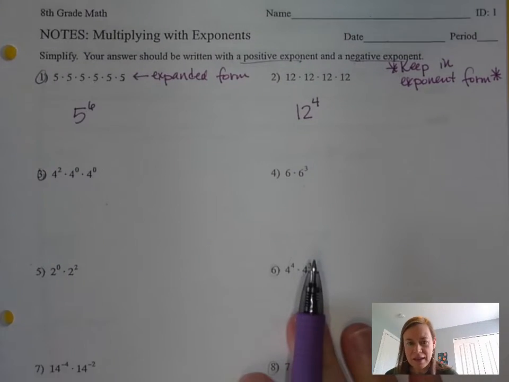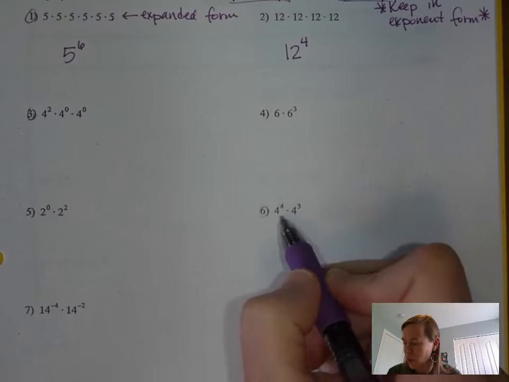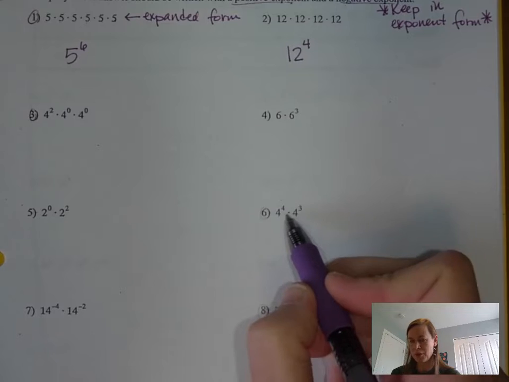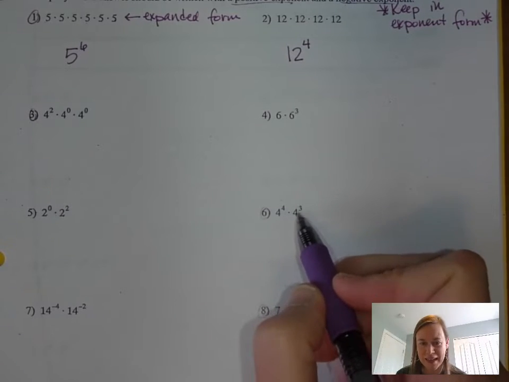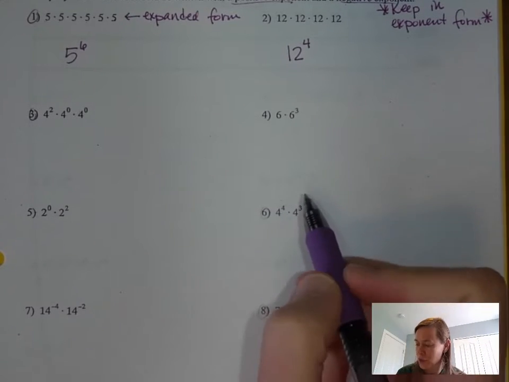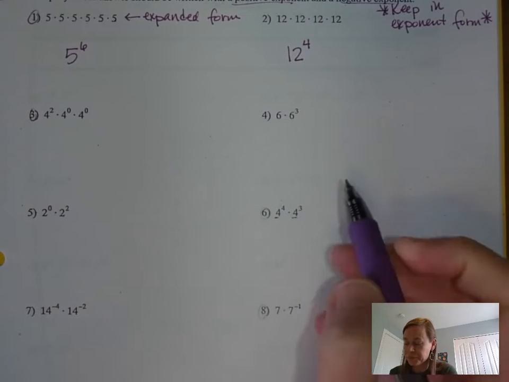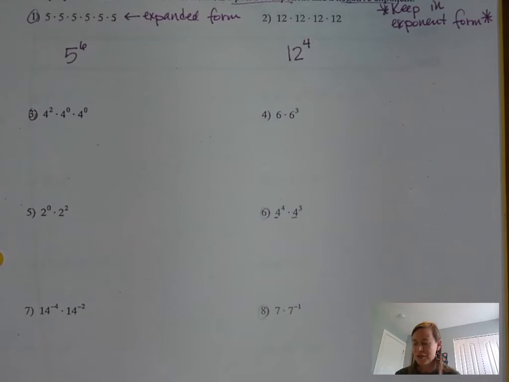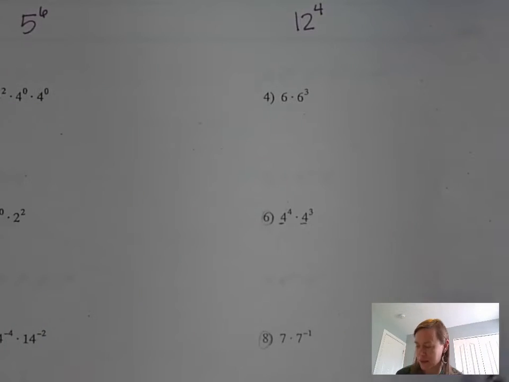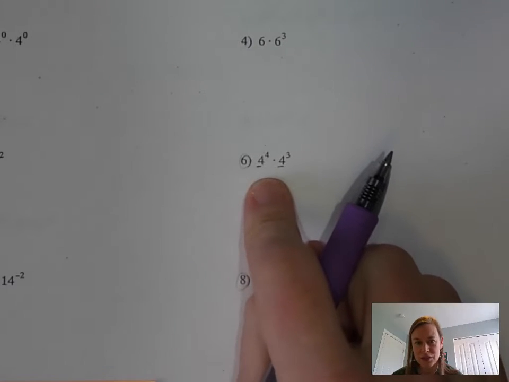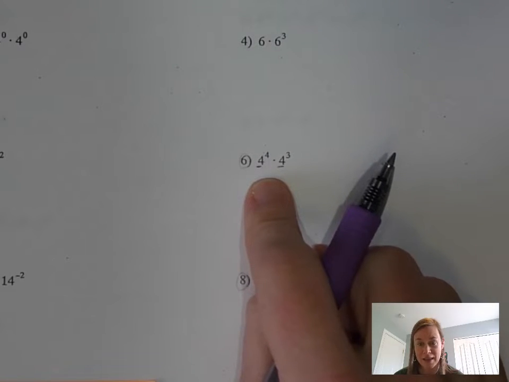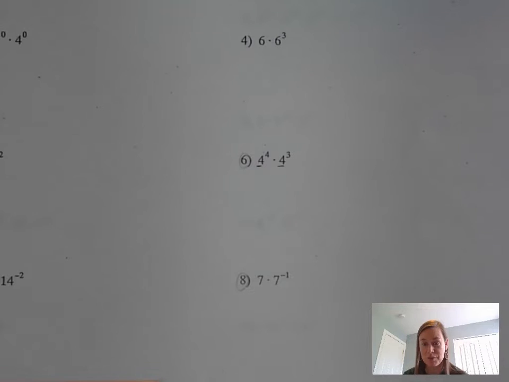Now what if we have, look here at number 6 with me. What if we have two numbers that are multiplied together and they both have exponents? Notice that the bases are the same. They do have to be the same for this to work. But how would we do this? Well, kind of the most basic way for us to think about this is for us to turn this into expanded form and then count the number of times it's used in repeated multiplication.